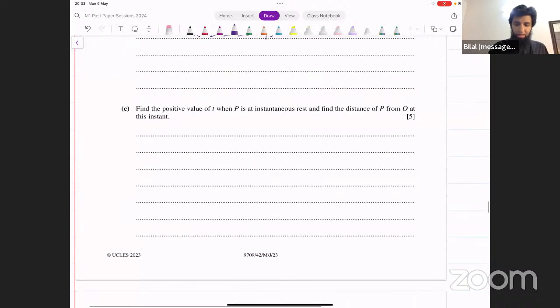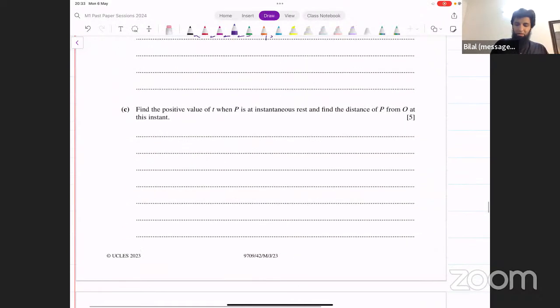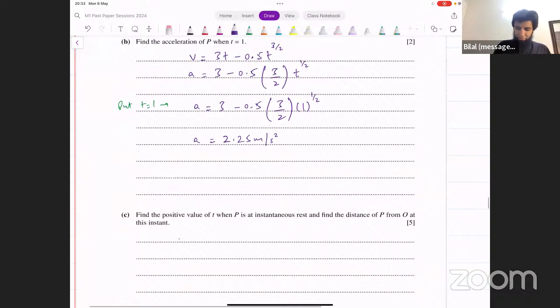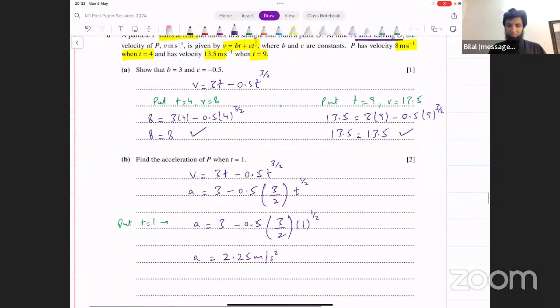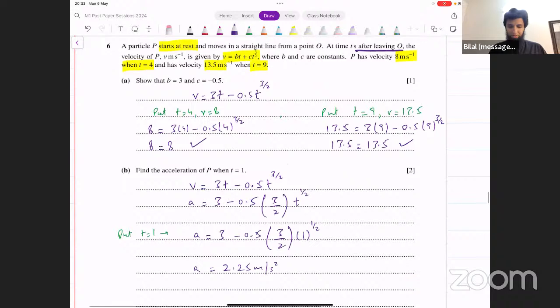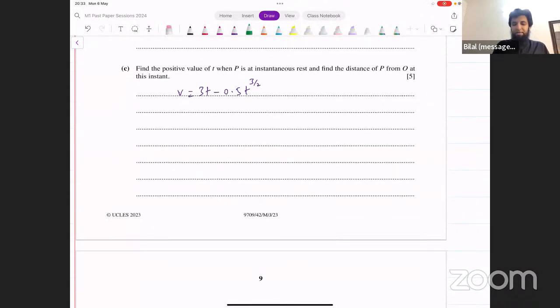Okay. Now part C says, find the positive value of t when p is at instantaneous rest and find the distance of p from O at this instant. Now we've got the velocity function. The velocity function is 3t minus 0.5 t raised to the power 3 over 2. That's the velocity function. Good.